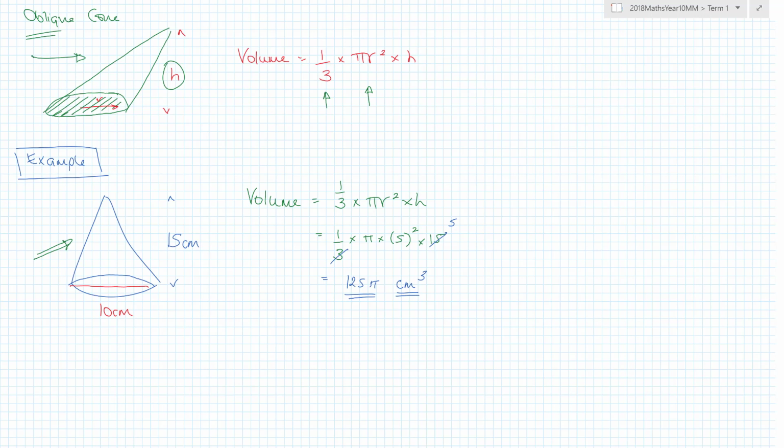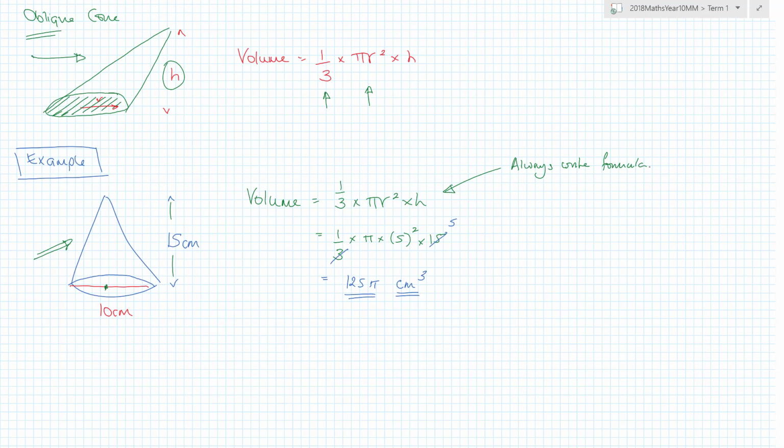Here's an example, and not of an oblique cone, of just a standard cone. We know that it has a diameter, being very careful here, that my diameter of my circle is 10 centimeters and my height is 15 centimeters. So using my formula, and I'm going to advise you to always write your formula. Why? Well, substituting into a formula is less likely to have errors if you have the formula there than if you're trying to remember it off the top of your head.